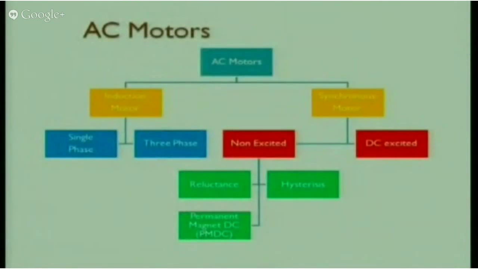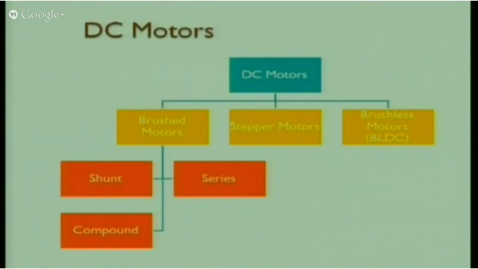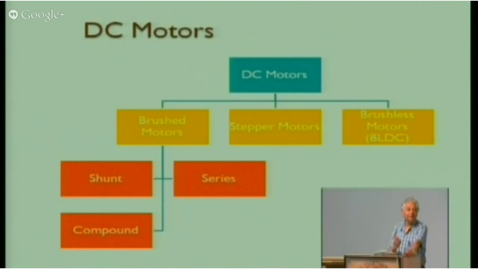So if you see the classification of DC motors, the DC motor can be classified mainly as brush type motors. Then there are stepper motors. Then we have brushless motors. And the brush type motors can be further classified as shunt, series and compound. It is very well known to you that shunt motors are a very unique type of DC drives, which can be used as a constant speed drive as well as a variable speed drive.